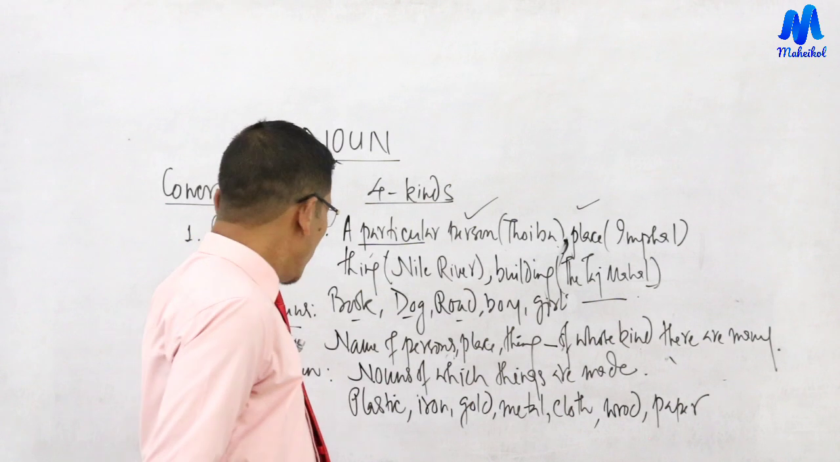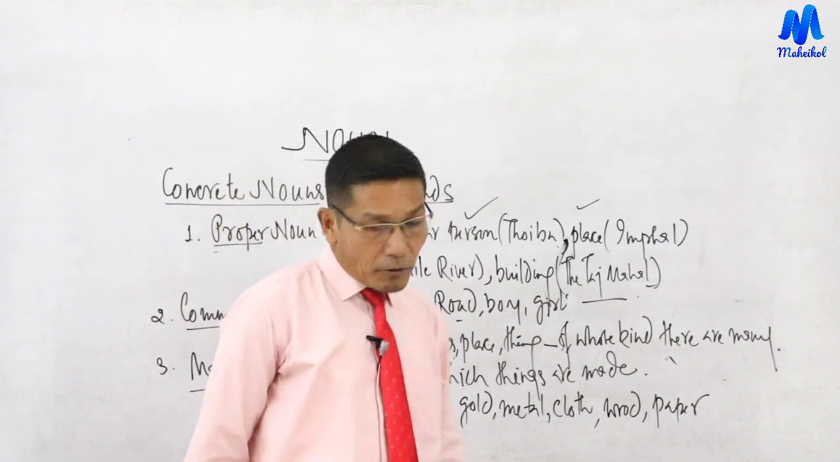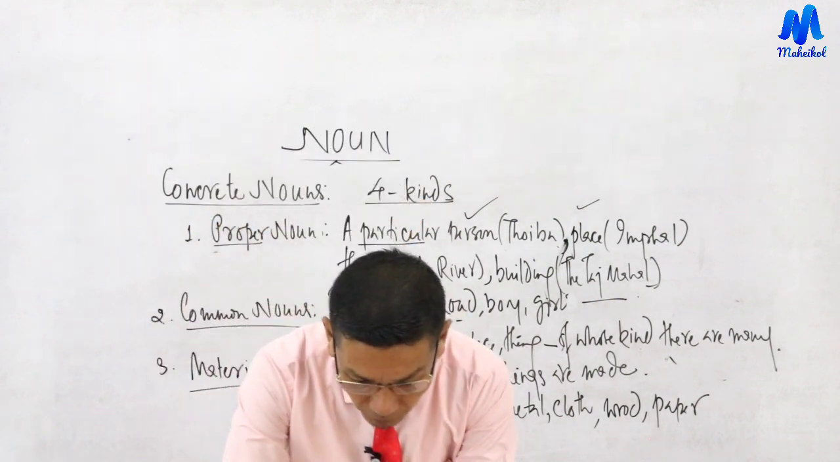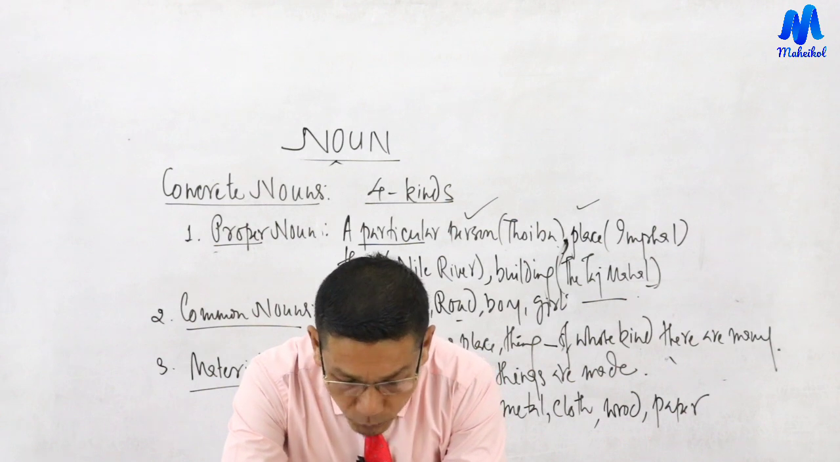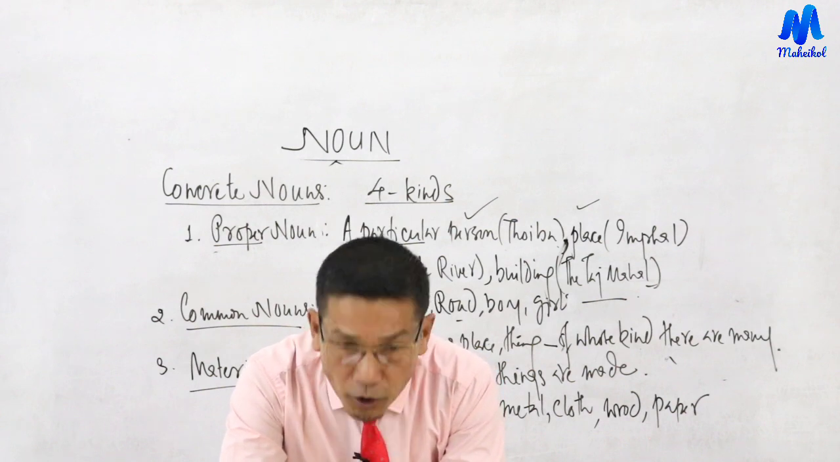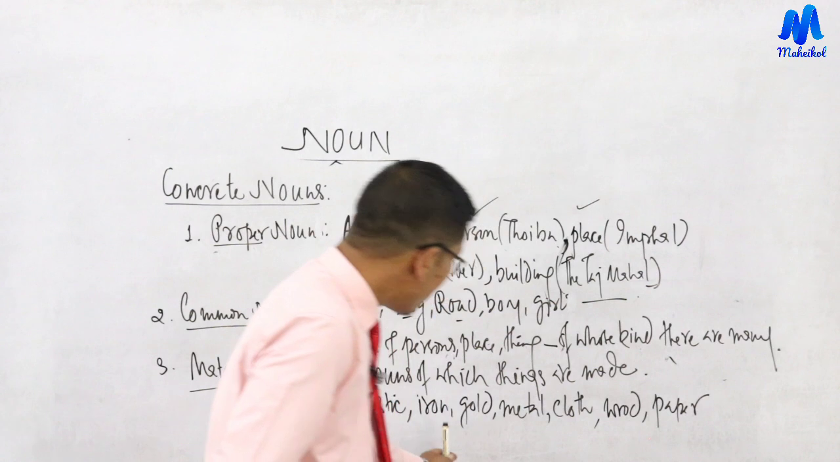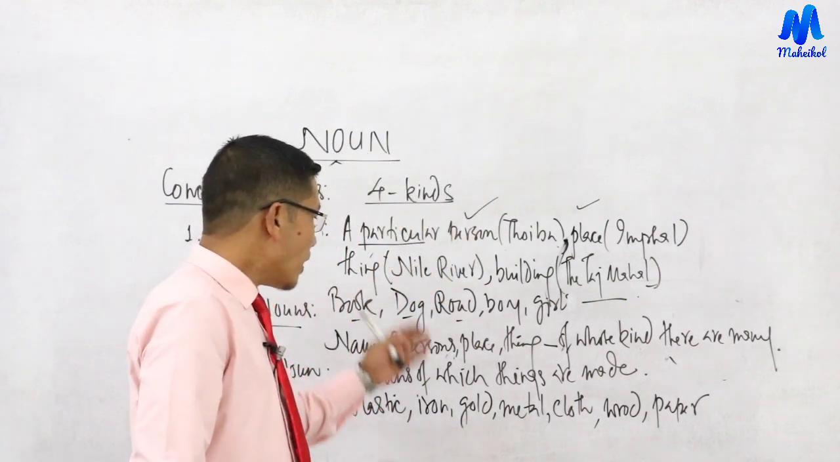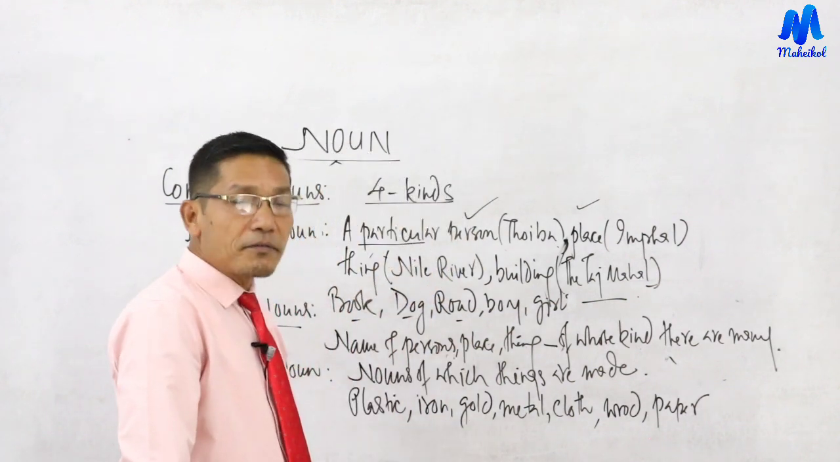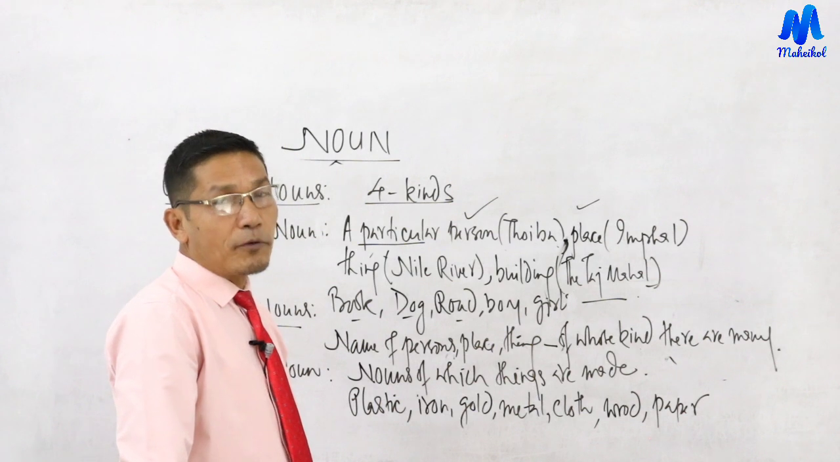And then we come to material nouns. Material nouns are the nouns of which things are made. Material nouns are the substance or the things of which material of which things are made, substance or material by which we can make things.